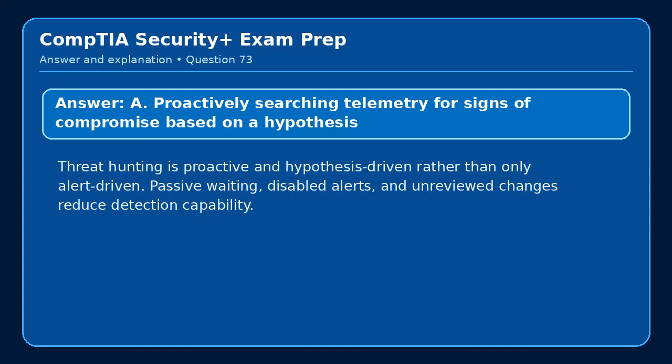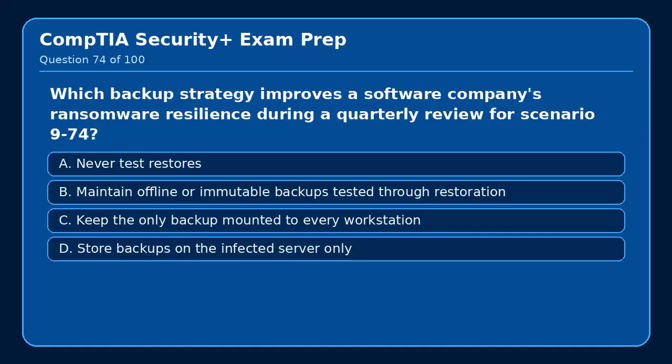Question 76. Which recovery site should a distribution warehouse choose when it needs near immediate failover with running infrastructure after a recent audit finding for scenario 9-76? A. Unpowered storage closet. B. Empty office suite. C. Hot site. D. Cold site. Take a moment to choose your answer. The answer is C. Hot site. A hot site has systems and connectivity ready for rapid failover. Cold or empty locations require significant setup and cannot provide near immediate recovery.